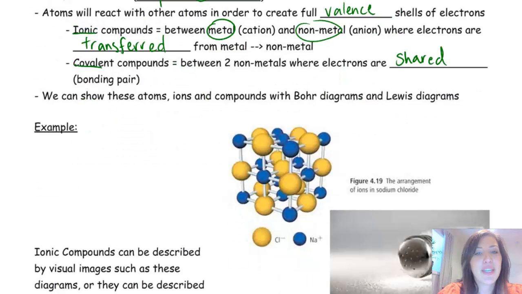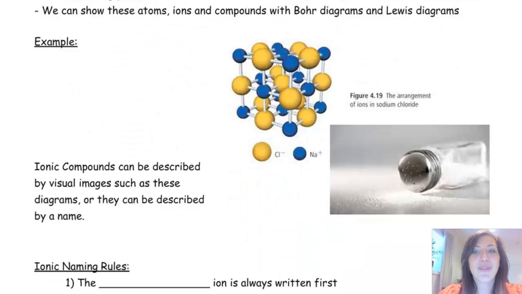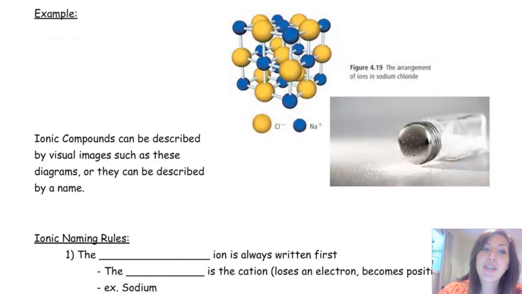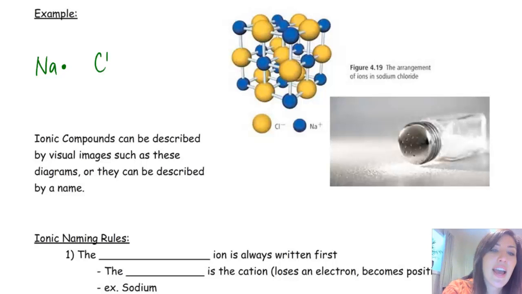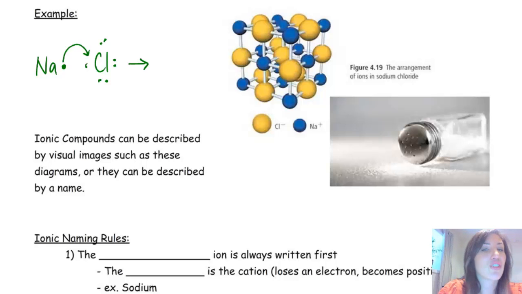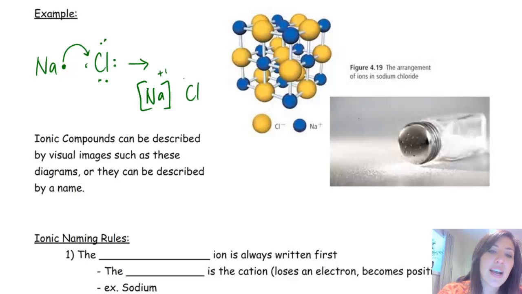So we have shown these atoms and ions and compounds with Bohr and Lewis diagrams so far. Now let's recap on one of them. So for example, sodium. This is the Lewis diagram for sodium. It only has one electron in its valence shell, and chlorine has 7 in its outer shell. They're going to come together. That electron is going to get transferred over there, and we're going to get sodium with none in its outer valence shell, but it's happy with 8 in the shell below. And then chloride, 1, 2, 3, 4, 5, 6, 7, 8 electrons in its outer shell.